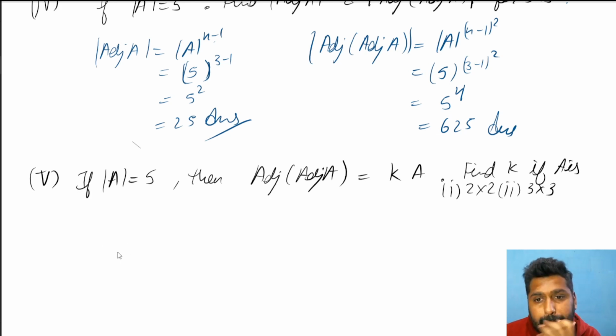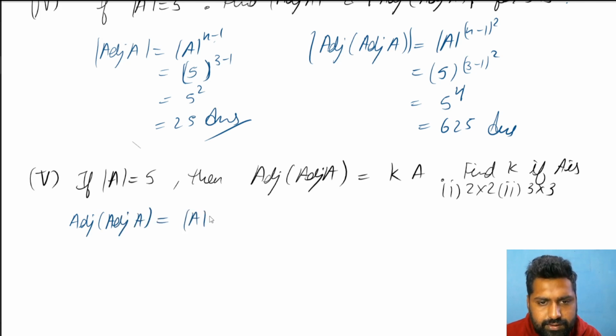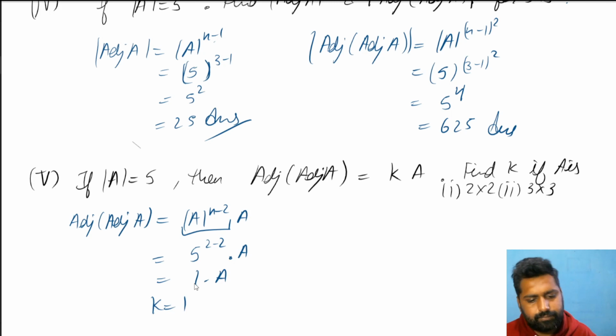So for this 2 cross 2, 3 cross 3, let's look at the property. So adjoint of adjoint A is mod A raised to power n minus 2 times A. So this is our k. So what is determinant of A? 5 raised to power n minus 2. So for 2 cross 2, that is 5 raised to power 2 minus 2 times A, that is 1 times A. So for this k is 1. Okay.